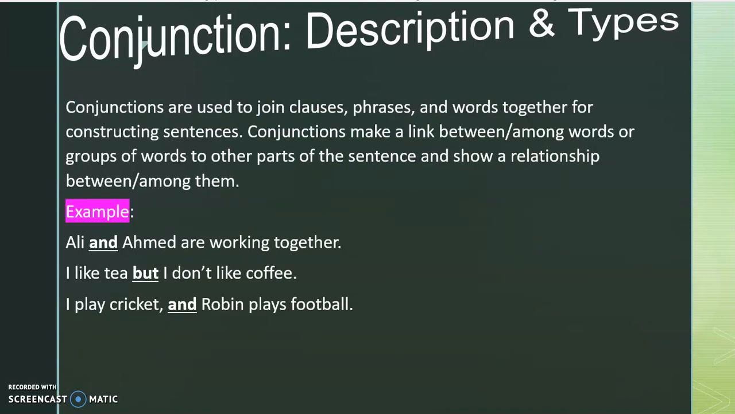Now, next one is conjunction. What does conjunction mean? Conjunctions are used to join clauses, phrases, and words together, for constructing sentences. Conjunctions make a link between or among the words or groups of words and other parts of the sentence and show a relationship between or among them. For example, Ali and Ahmad are working together. I like tea, but I don't like coffee. I play cricket and Robin plays football.